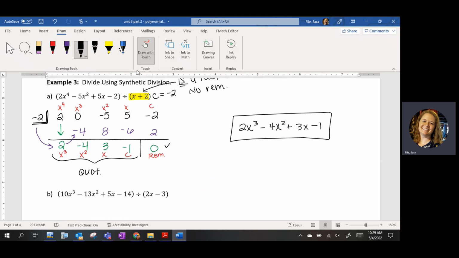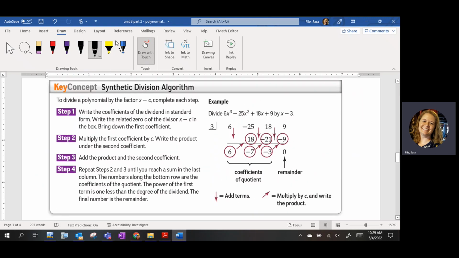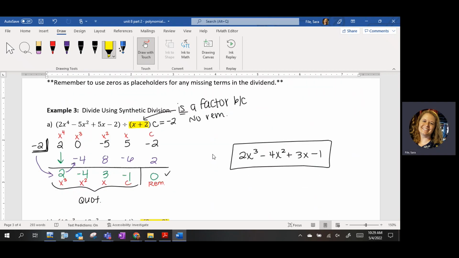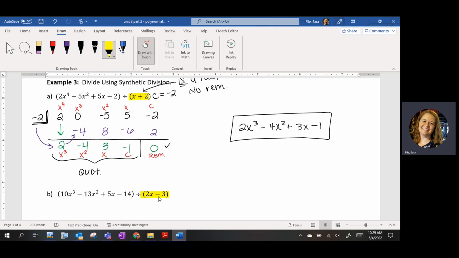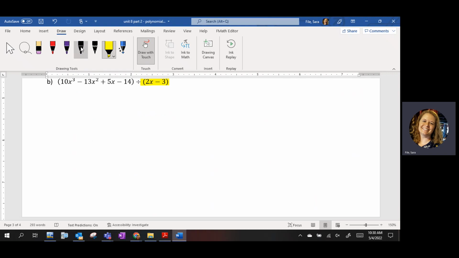Now, what is different in B's divisor than in A's? And it's that 2. You're right. There is a coefficient. So synthetic division, it says up here, is used when we have our divisor or our factor in this format, x minus c. This is not in that format, is it? Okay, so there are 2 options for what you can do here. Okay, it's still synthetic division, but it's got an extra step that we have to do because of that coefficient. So I'm going to show you both methods, and you'll be able to choose which one you prefer from here on out.